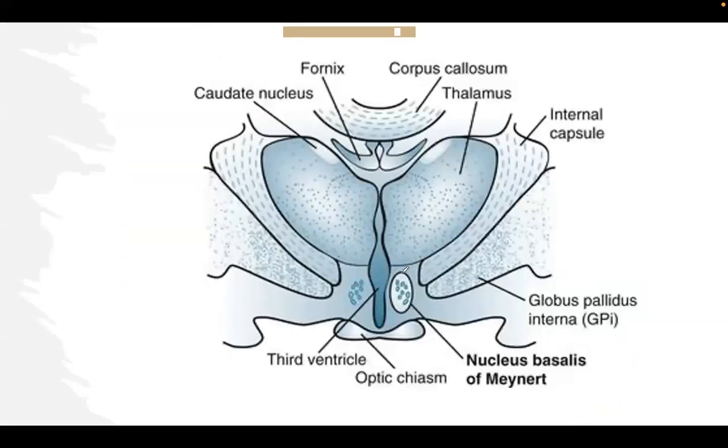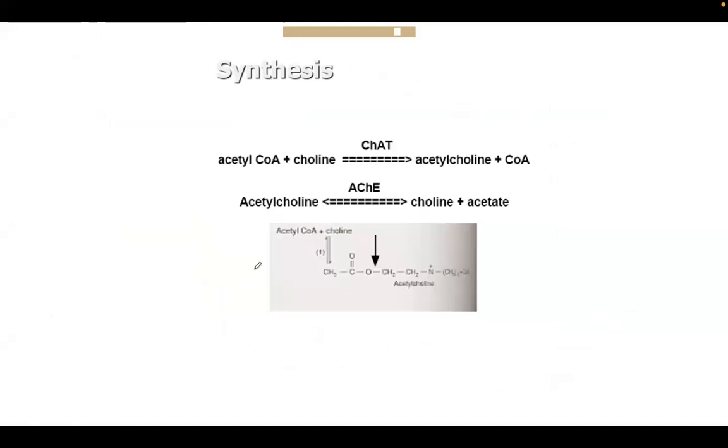So here, this is where the nucleus basalis of Meynert is. Now, please be aware of these two enzymes in acetylcholine synthesis. For synthesis, it's choline acetyltransferase. For degradation, it's acetylcholinesterase. So I want everyone to remember that. Acetylcholinesterase.